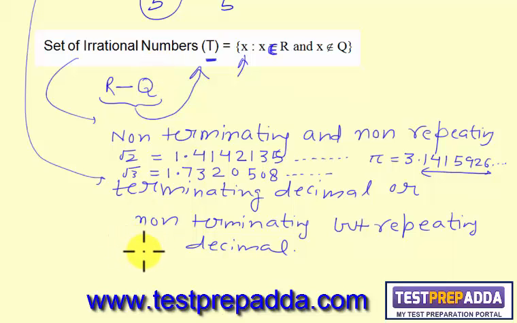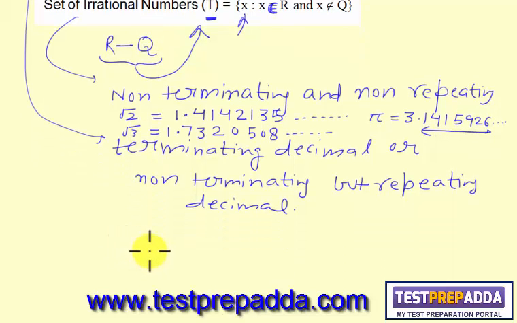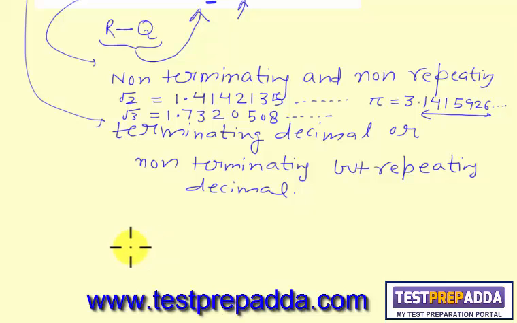about terminating decimal or non-terminating but repeating. For example, if I write 2 by 5, it is 0.4. So it is terminating.